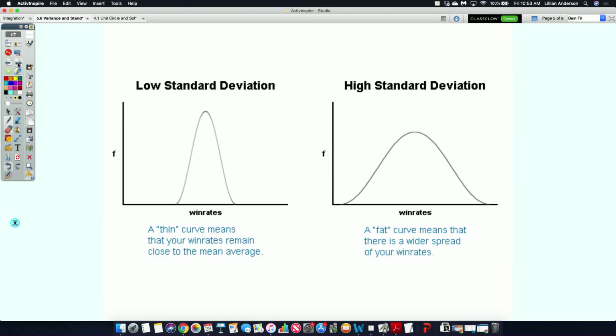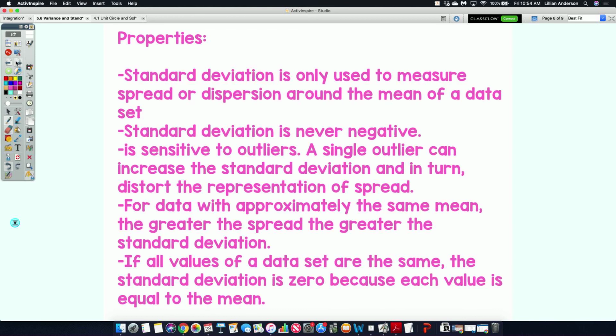What that looks like is what you see here. That's a normal distribution curve. This is usually where you see standard deviation the most. Again, a low standard deviation will be a thinner curve because all your data points will be closer together. A higher standard deviation is fatter because it's spread out more. Different properties of these: standard deviation is only used to measure spread or dispersion around a mean. Nothing else.